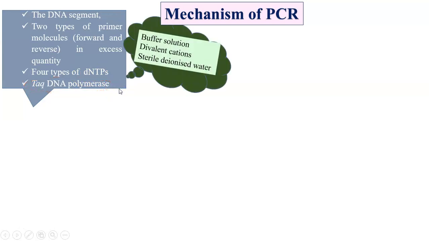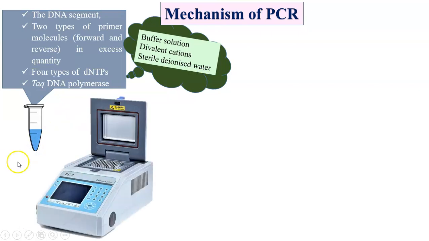And all this mixture is taken in the buffer solution. To that, divalent cations are added and sterile deionized water is used. This all is taken in an Eppendorf tube, and this tube is then transferred into the PCR machine, which is also called thermal cycler. This is called thermal cycler because it conducts a number of thermal cycles involving alternate raising and lowering of temperature.